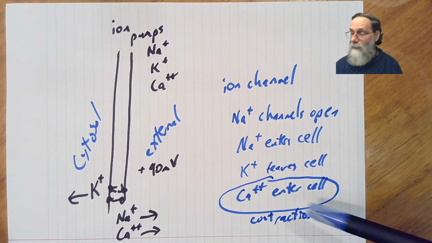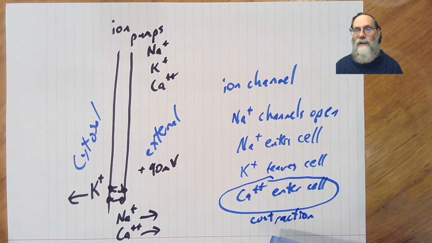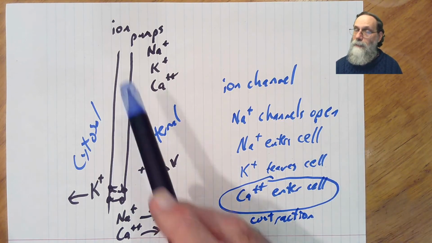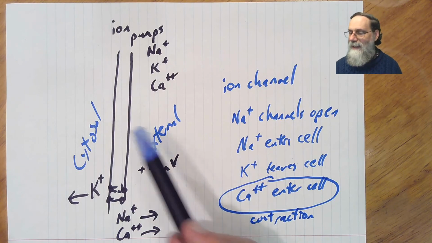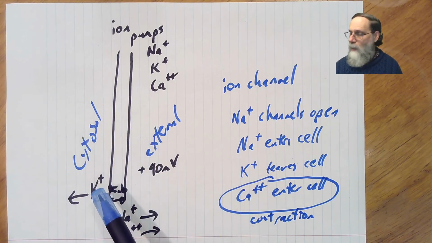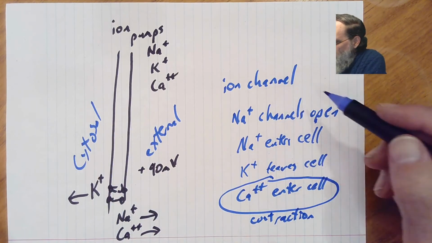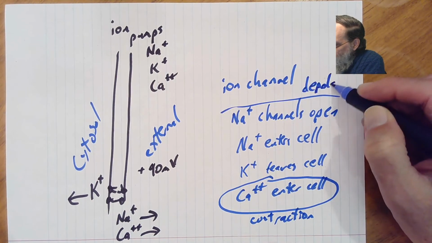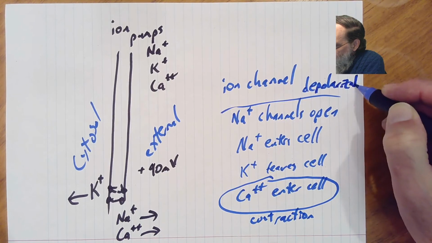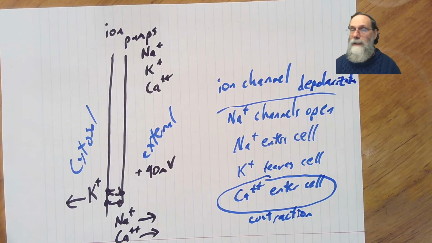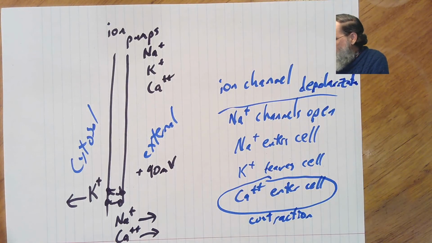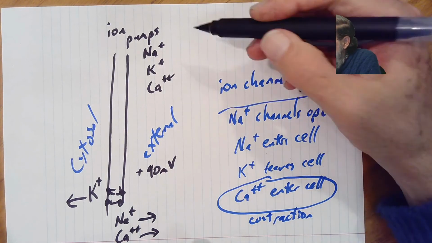Once this has happened, however, the muscle cell can't stay contracted forever, and the channels close again, and the ion pumps start getting things back to the rest position. So this is called depolarization, when you have the channels open and everything basically discharges, and the pumps, when they're running, repolarize the cell.